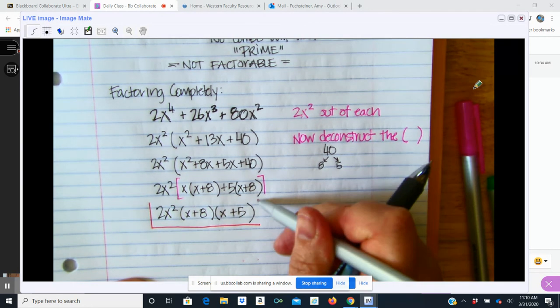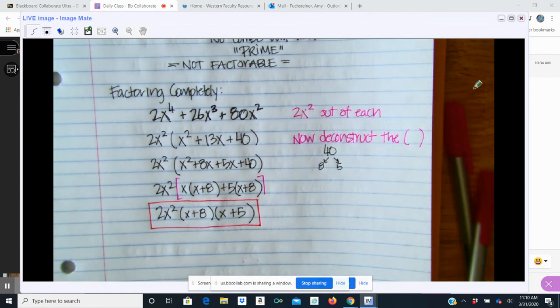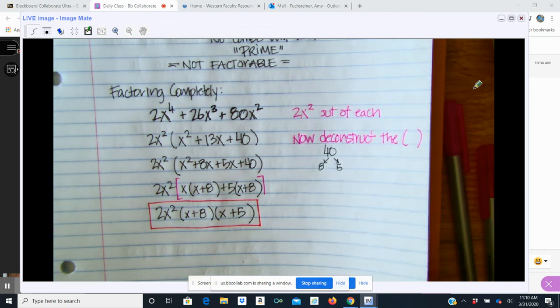Yep, that's how I. It's only on what? I mean, nah, it could kind of sneak in anywhere. But if it says factor completely, that is a huge clue that you're probably going to have to take something out first, right?